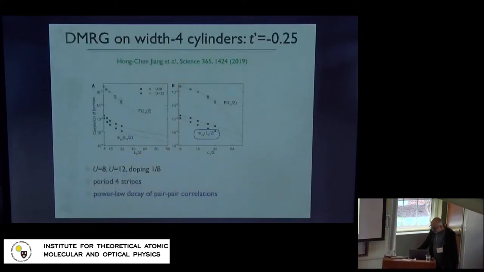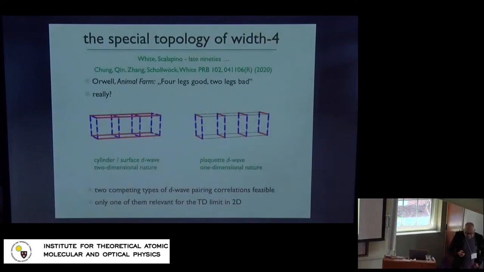And there was other work, which was also briefly mentioned yesterday, where DMRG observed a power law decay of D-wave correlations on width 4 cylinders. This was the Science paper from 2019. And here, unfortunately, it turns out that although I think these results are numerically perfectly correct, they are probably not relevant to the problem at hand because of some quirk of the cylinder. This is actually something that had already been pointed out many years ago by Steve White and Doug Scalapino, but somehow been forgotten a little bit. And so basically we revived the memory, because it's unlike Animal Farm, four legs good, two legs bad.